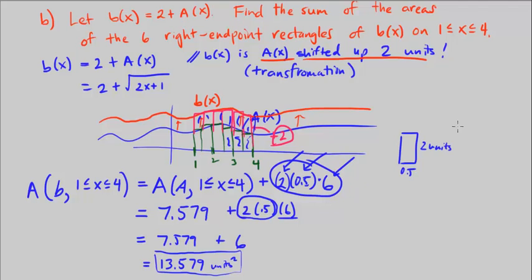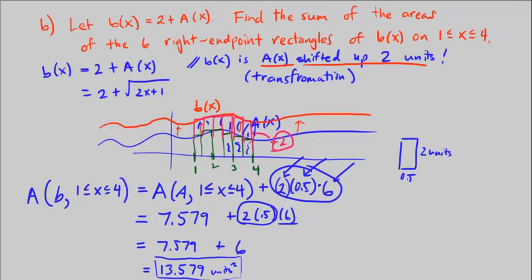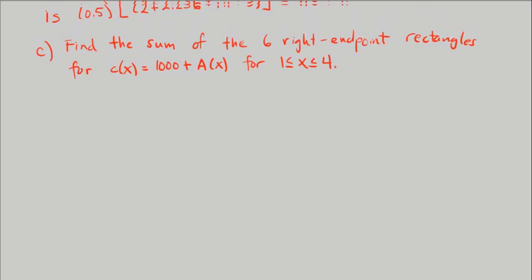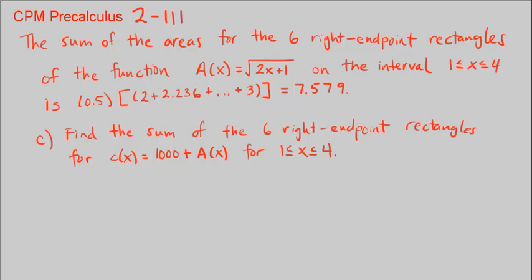So let's go on, because we're going to use the same thinking to do part C. Part C is asking us a similar question. We're given the same scenario as in parts A and B, but now we want to find the sum of 6 right endpoint rectangles for c of x. And c of x is just defined to be 1000 plus a of x. So that's just a of x shifted up 1,000 units. You could shift up any number of units.